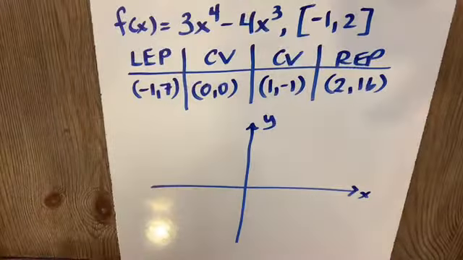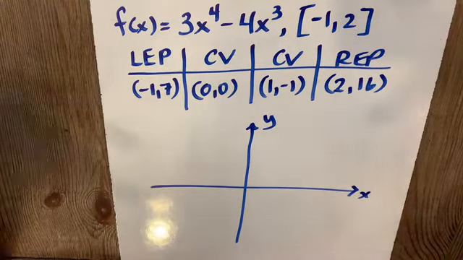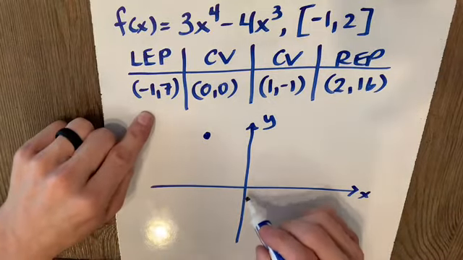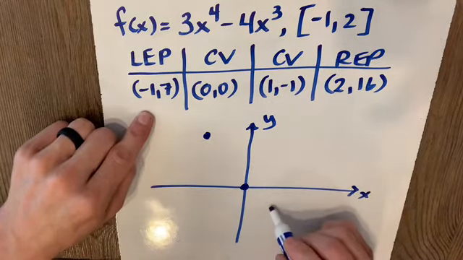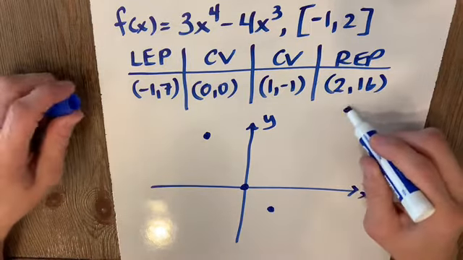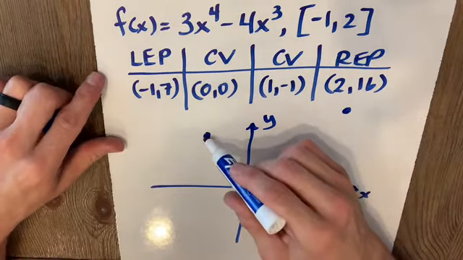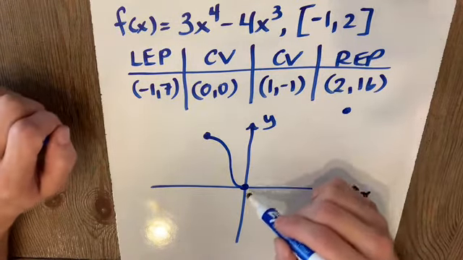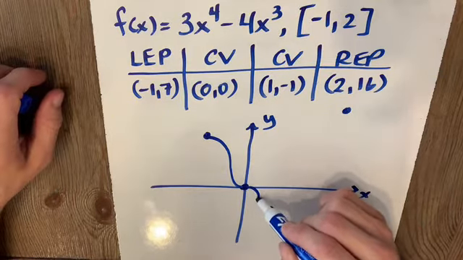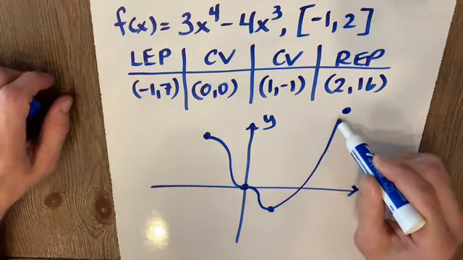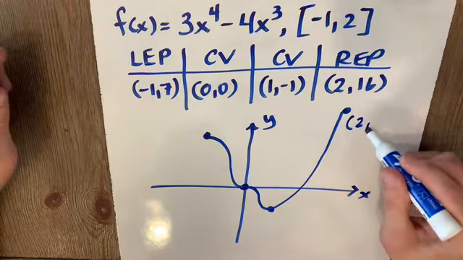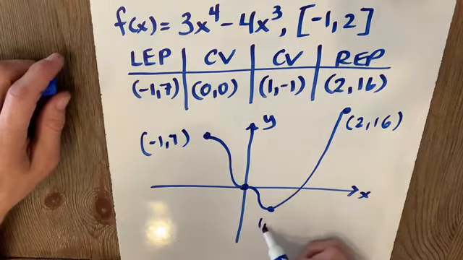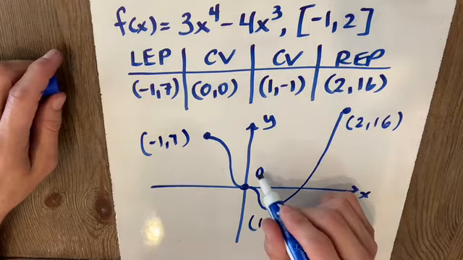Looking again at this problem, could we sketch it? Sure we could. Negative 1, 7. I'm going to put my point there. There's my left endpoint. It goes through 0, 0, and then 1, negative 1, and then finally 2, 16. So my graph is going to look something like this. Now, it doesn't turn around because then we'd have another turnaround. So it must sort of look like a slide and then come up. And so here's our point, 2, 16. And this is negative 1, 7. And here we have 1, negative 1. And this point here, 0, 0.